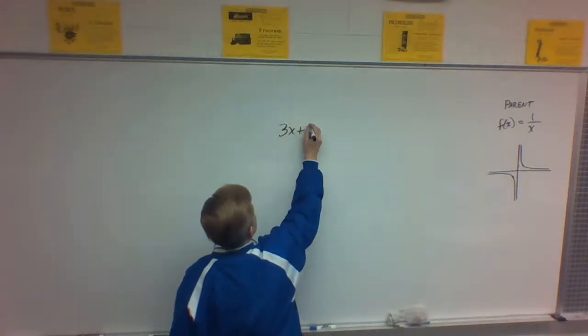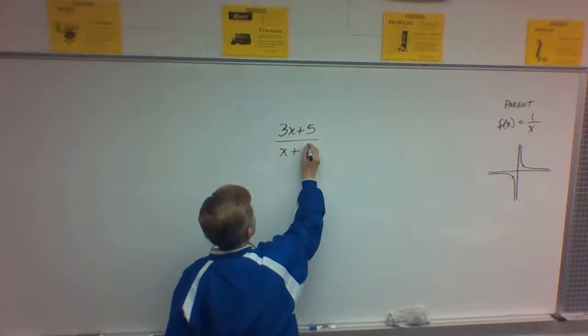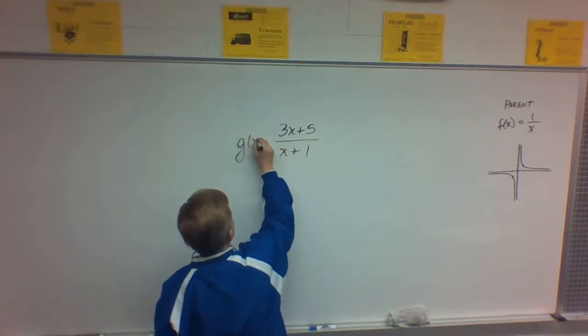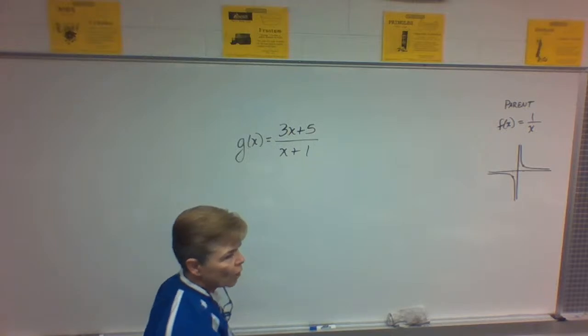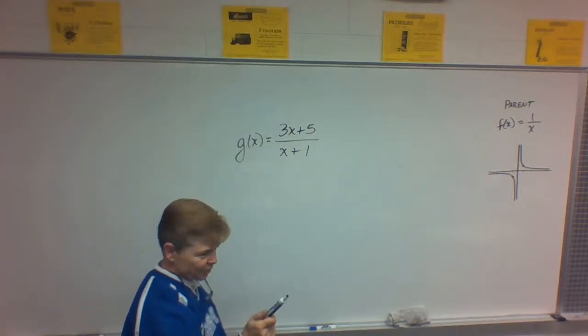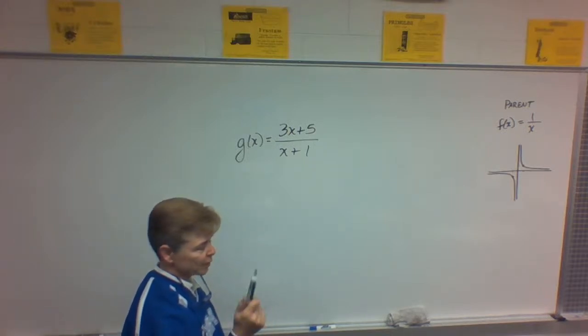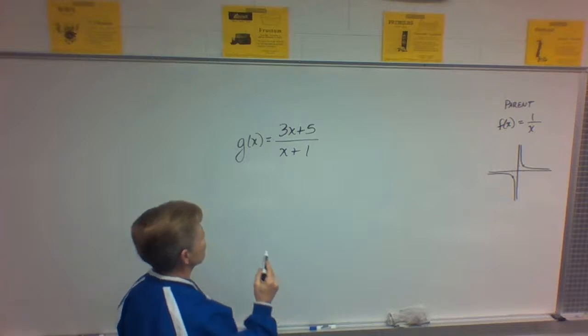3x plus 5 over x plus 1. That looks just like the one we just had, right? Hard to read in that form. Well, I want to show you something cool. You've seen this before. I know because I taught it to you if you were in my class. And I'm sure your other teacher did too.